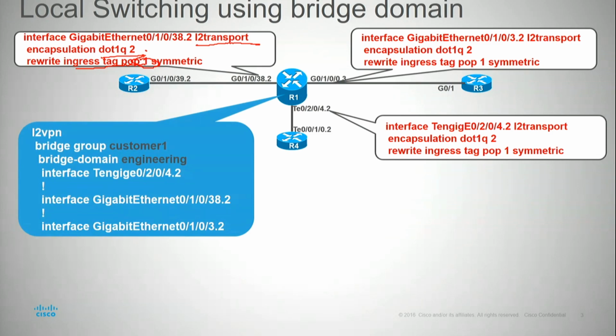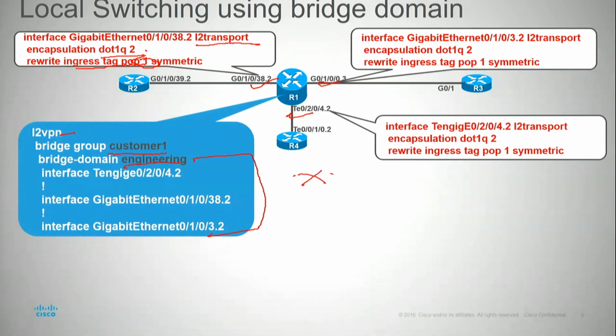So here it is under L2VPN. Here it is bridge group configuration, customer 1. The bridge domain name is engineering, and under that bridge domain we have called all these three interfaces. So all these three interfaces become part of the same bridge domain, and they will pass traffic to each other. Simply, the router will just act as a transparent device. So a bridge group will simply hold all this configuration.